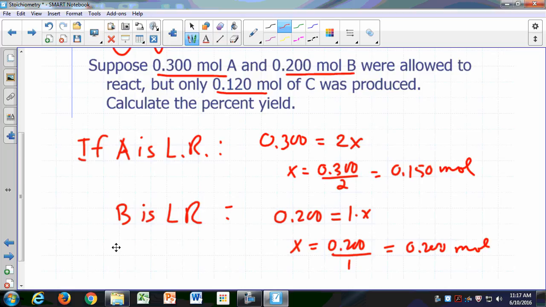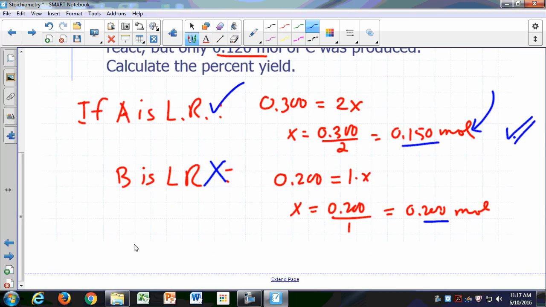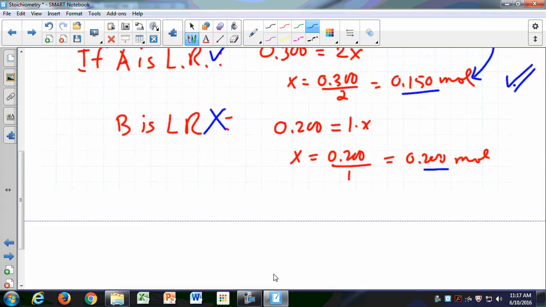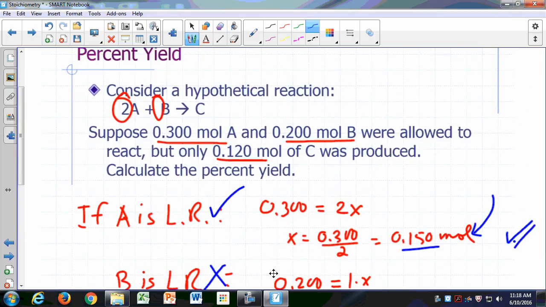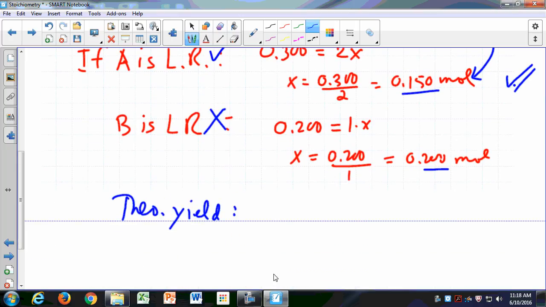Okay? So the reactant that gives you the smaller extent of reaction is your limiting reactant. 0.15 is less than 0.2. So this is your valid assumption. Okay, this is the incorrect assumption. So your limiting reactant is A, so we can predict our theoretical yield based on A. It would be equal to, we're making C, right? It's just going to be equal to C, which is going to be X, the X when A is consumed, which is 0.150 moles.